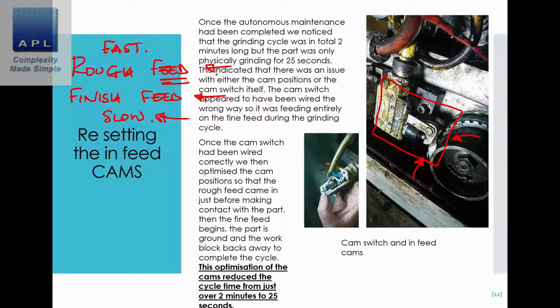And you can see here, look, he's got a cycle time. He got a cycle time which lasted 2 minutes, mainly because this thing was going slow instead of fast. But the cycle time was 2 minutes.